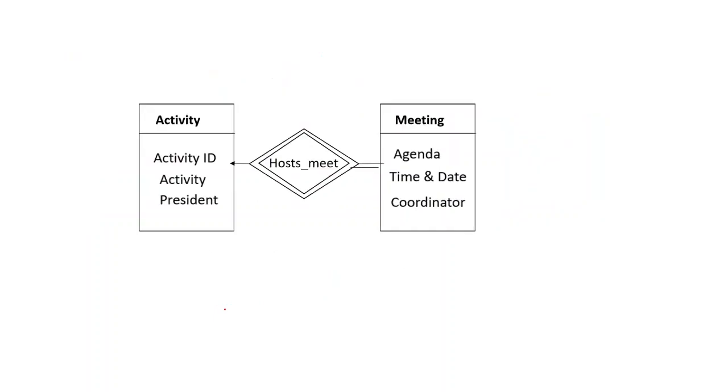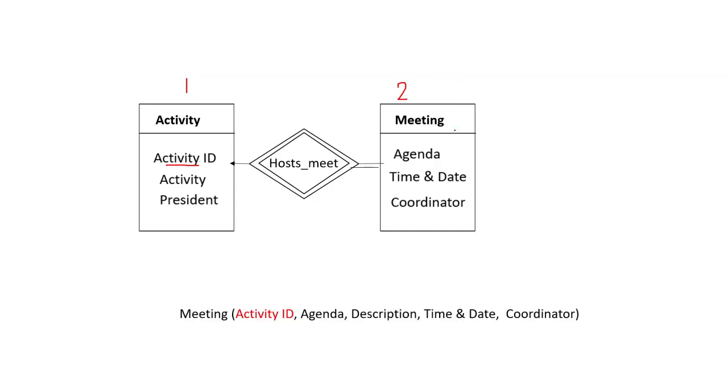Now we are considering the case where the weak entity is considered. Now in this weak entity, nothing actually special. You will just have to add the primary key of your strong entity into this weak entity. So you will have two tables, one for the strong entity, and in this weak entity, you will just have to add the activity ID.